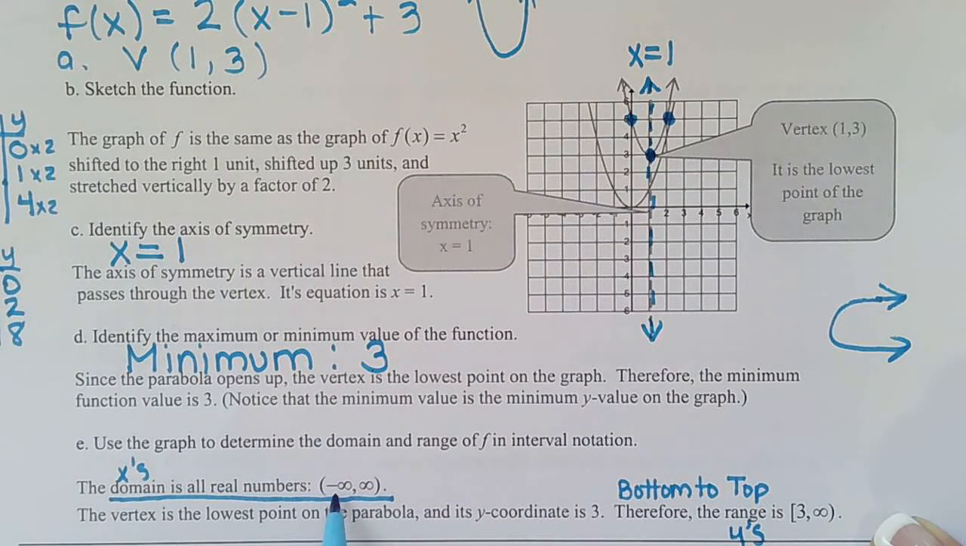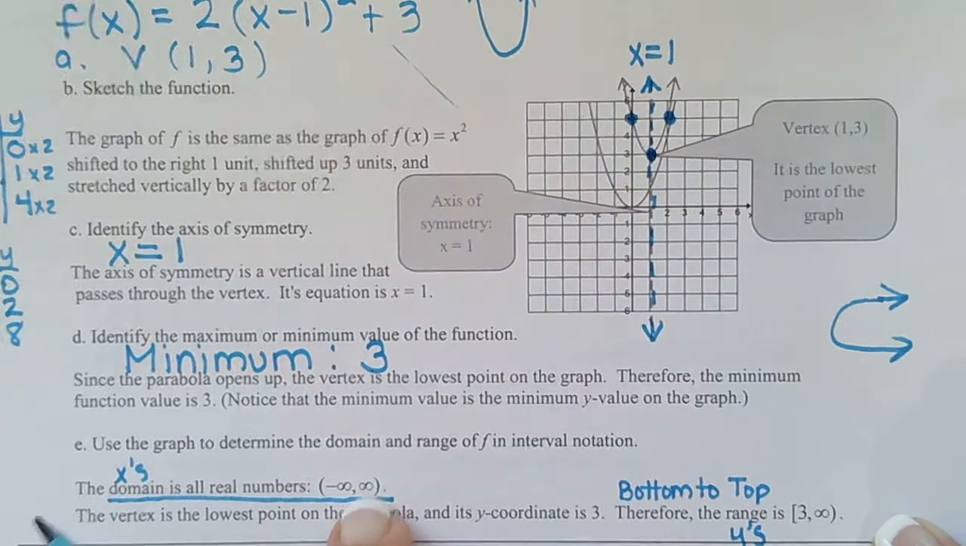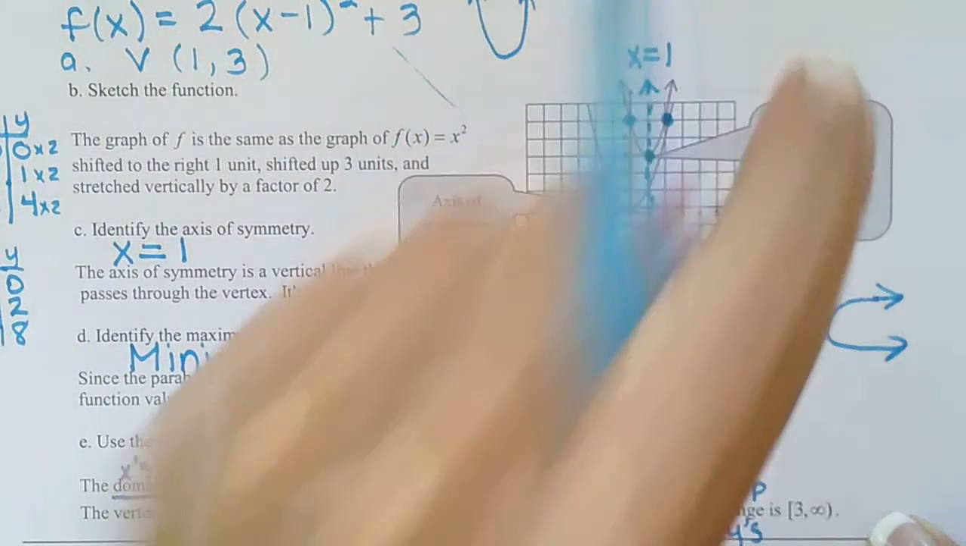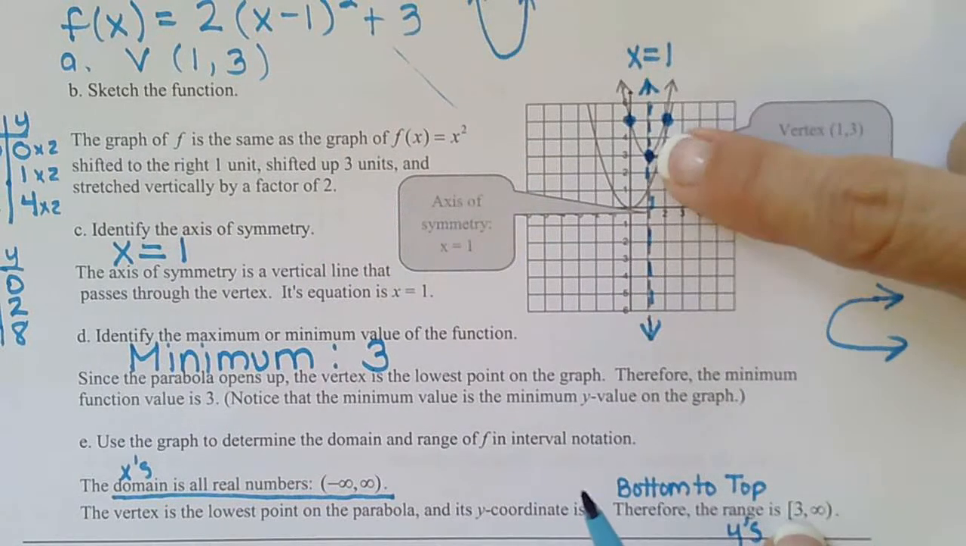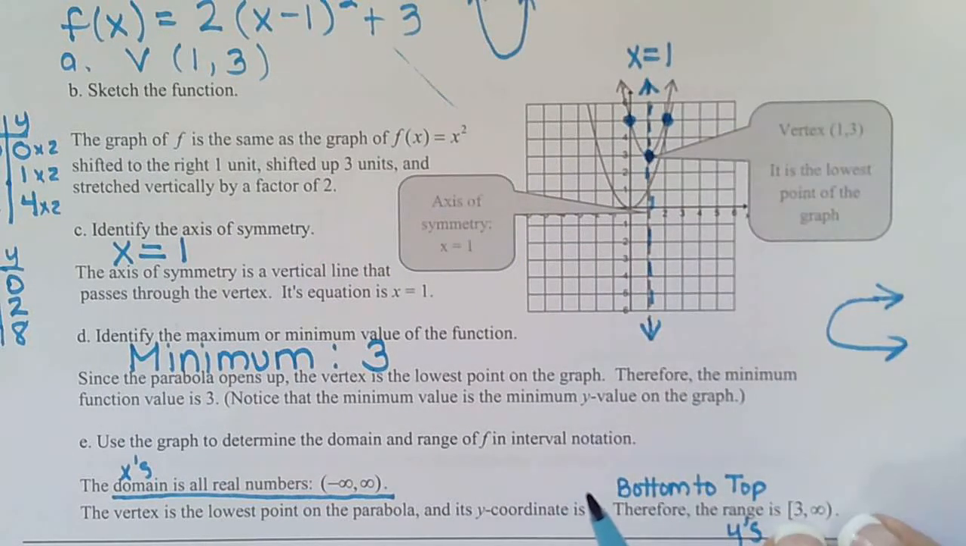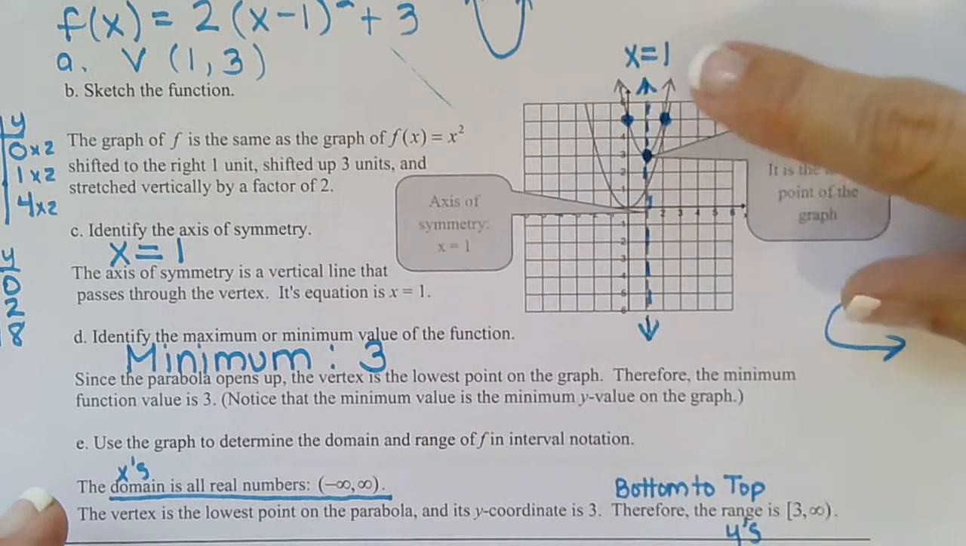So this is the lowest x, because the graph's just going to keep going left forever. This is the highest x, because the graph's going to keep going right forever. This is the smallest y, and it's an actual point, so we put a bracket, and infinity is the largest y because of the arrows.